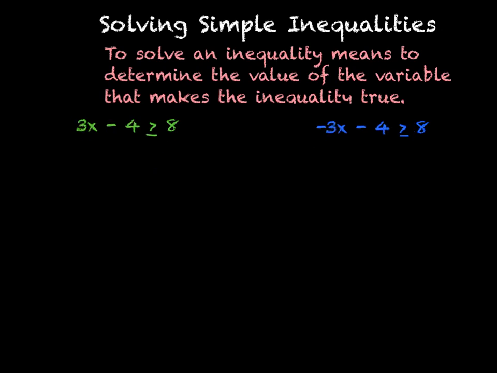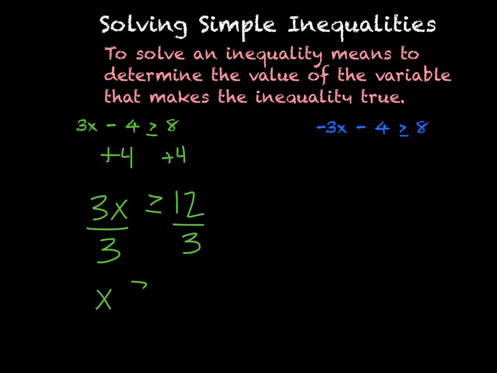All right. So this time, I have greater than or equal to. We're going to add 4 to both sides. So I'm left with 3x is greater than or equal to 12. Then I'm going to divide by a positive 3. So my sign's going to stay the same. It's not going to flip this time because we did not divide by a negative. And so we have x is greater than or equal to 4.